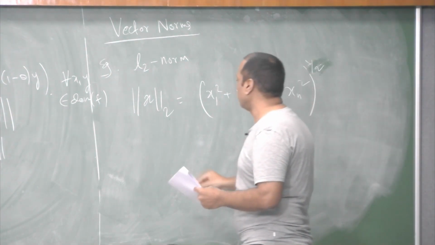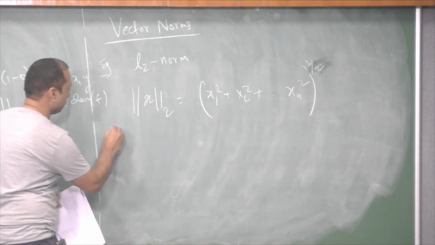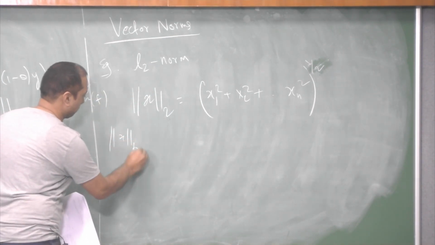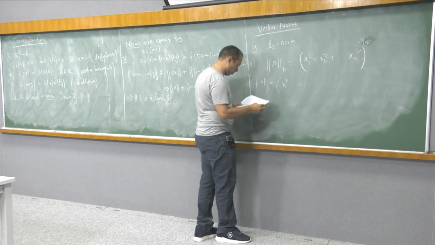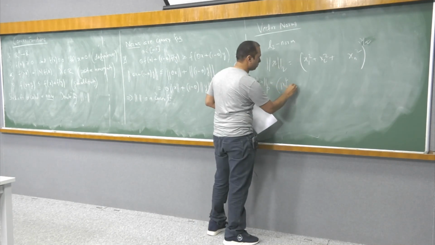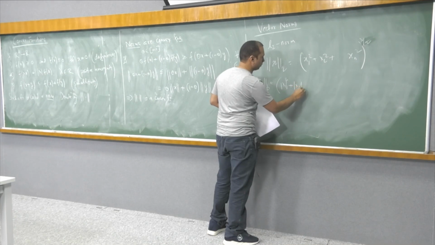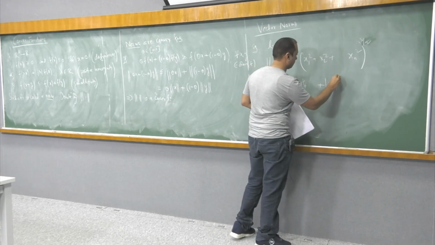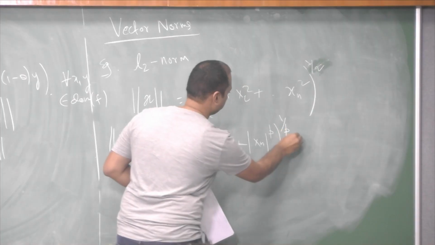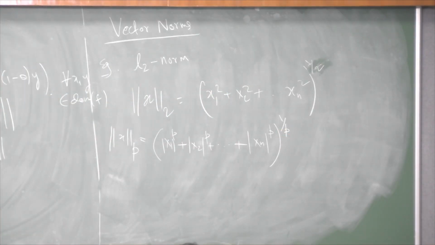So in general we can define a very generic p norm. We put a mod here, so it is mod x1 to the p plus mod x2 to the p, plus up to mod xn to the p, all to the power 1 over p. This is called the p norm. In general you can put any p you want.